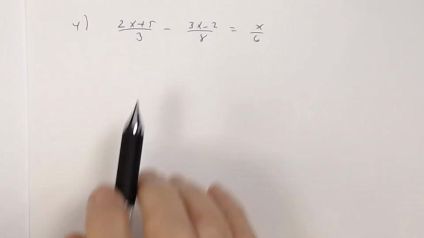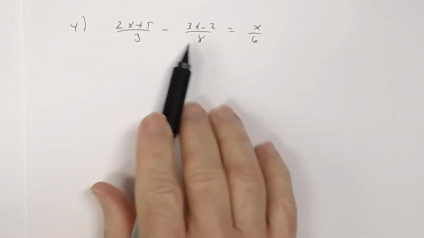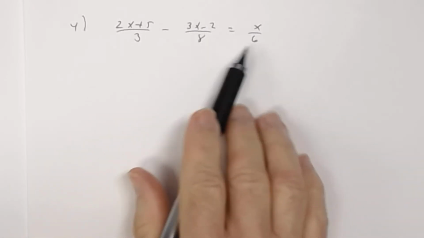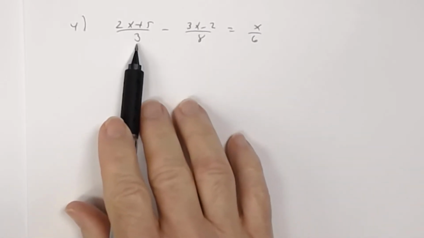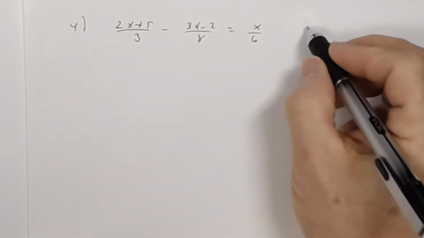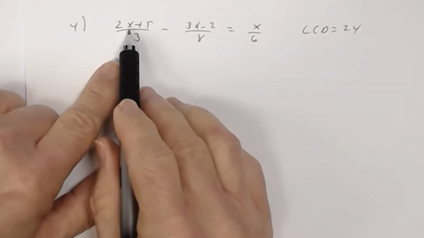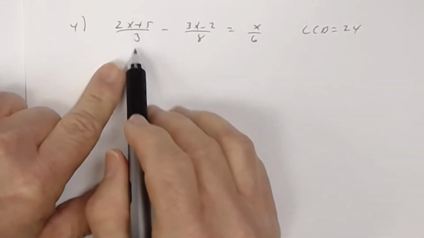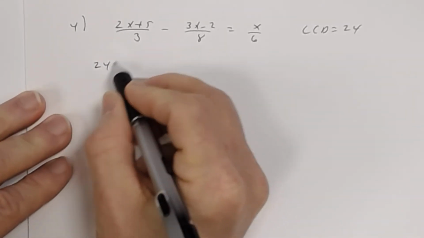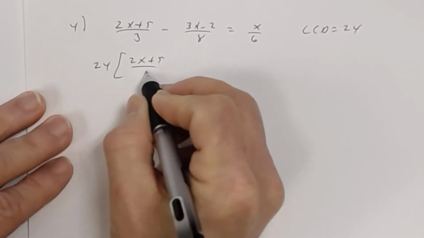Okay, so again, I have fractions in my linear equation. I have 3, 8, and 6, and the least common denominator, the smallest common multiple of 3, 8, and 6, is going to be 24. So just like in the previous problem, you're going to multiply each of these terms, each of these fractions, by 24. So you're going to say 24 times the left side, just like this.